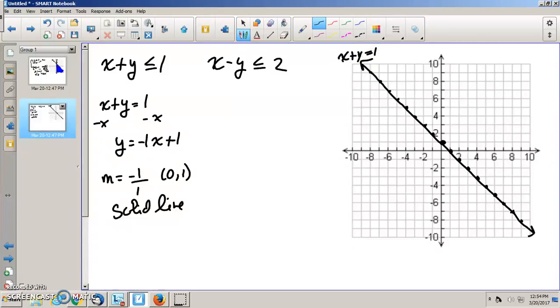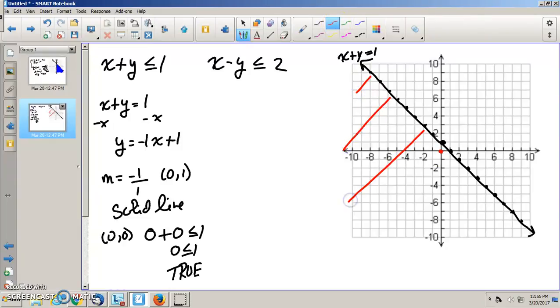Now, if we were to test the point 0, 0, we would substitute 0 for x plus 0 for y less than or equal to 1. 0 less than or equal to 1 is true. So we've got to keep in mind that the point 0, 0 right here is going to be in the shaded region. So this gets shaded like this. So we shade towards that point. Now let's look at the next one here.